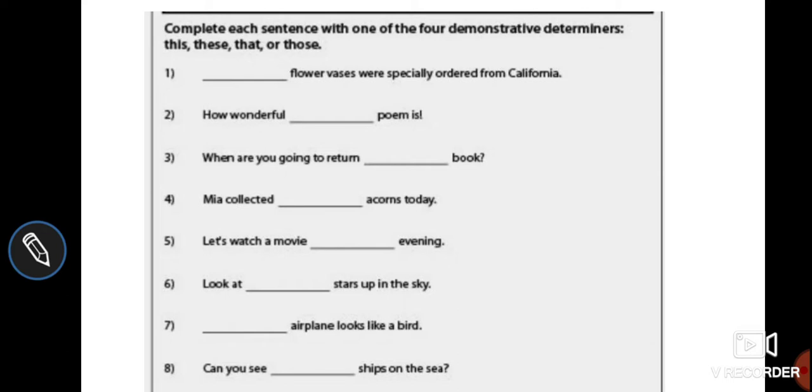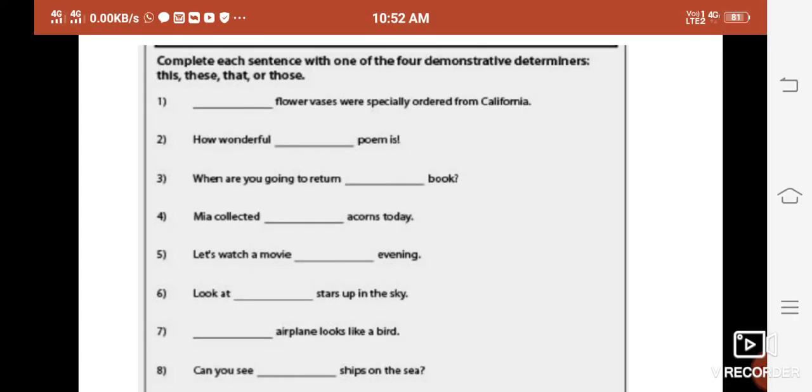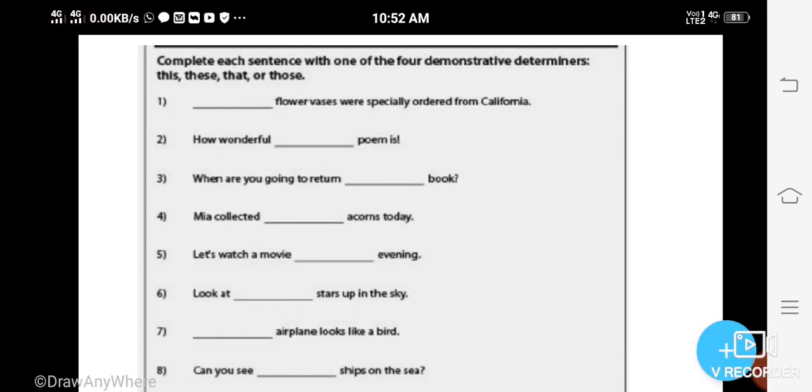First one. Dash flower vases were specially ordered from California. Here we can understand that flower vases are in the plural form. There is not one flower vase, but there are many flower vases. So, the determiner these can be used. These flower vases were specially ordered from California.